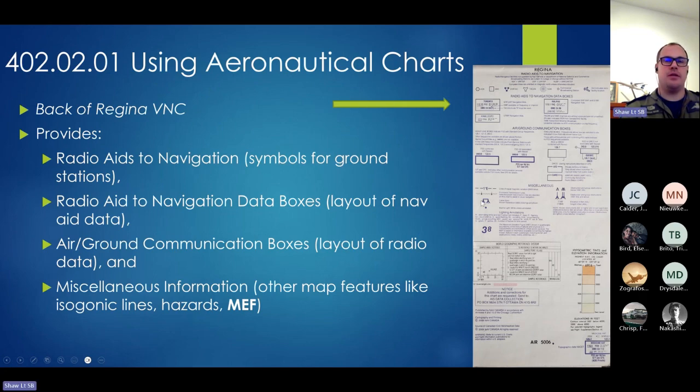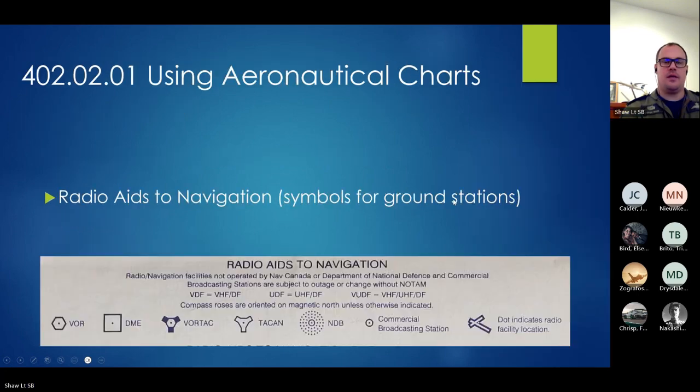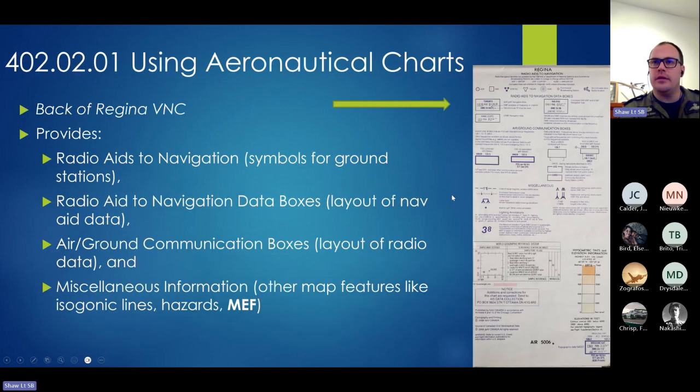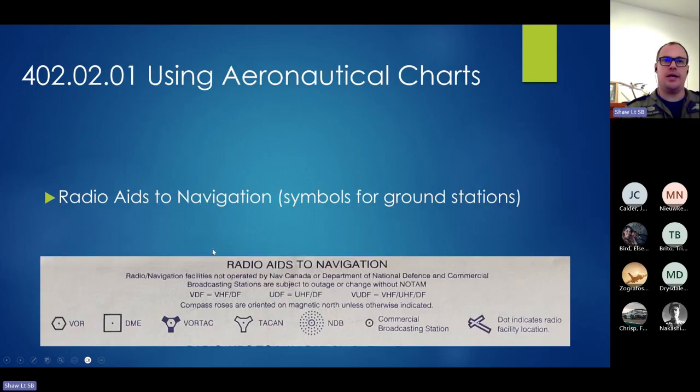So this is the back of it. It's got further information, so it has things about radio aids, air ground communication boxes, and then miscellaneous information. And then let's see, other map features like isogonic line, hazards, and MEF. I'm not sure. Oh, the spot heights. Radio aids to navigation. So this is a symbol for ground stations. Most of these things are used in IFR. Sometimes in VFR, you might have to navigate to something like that.